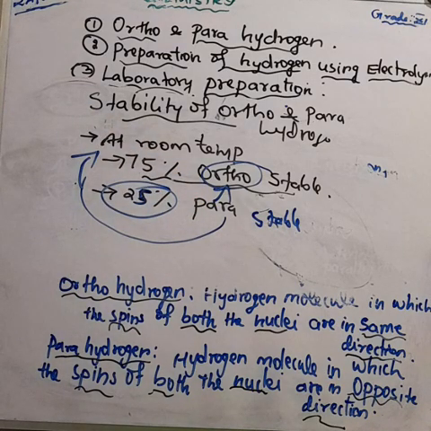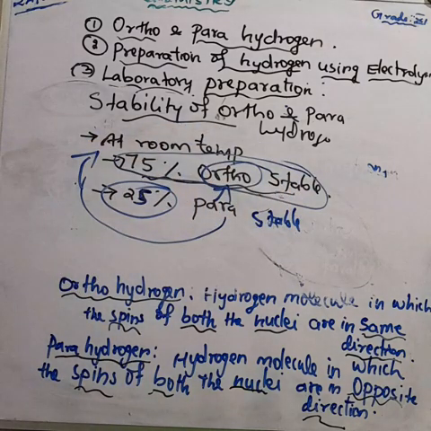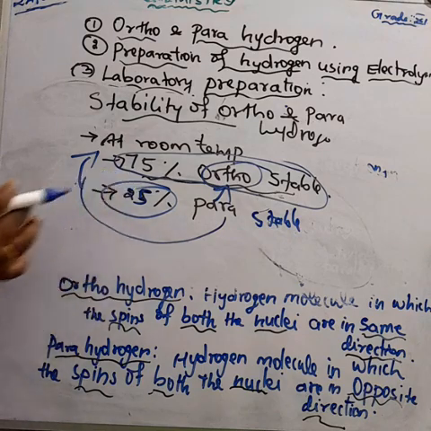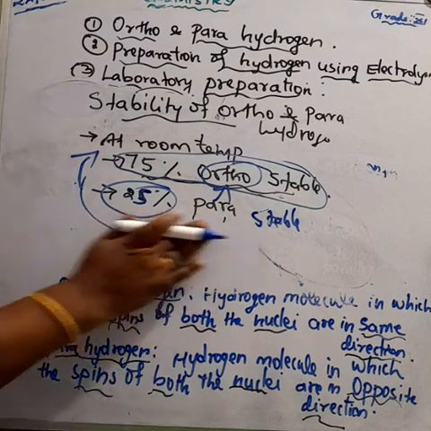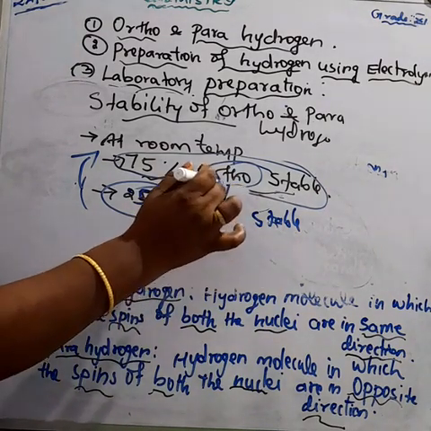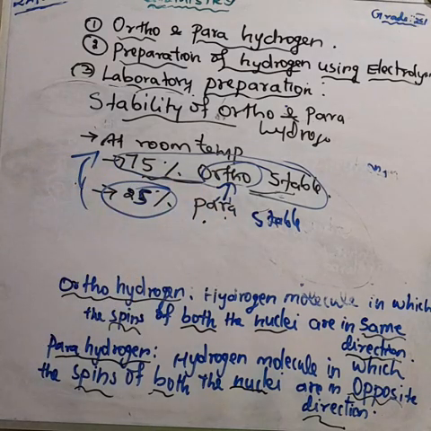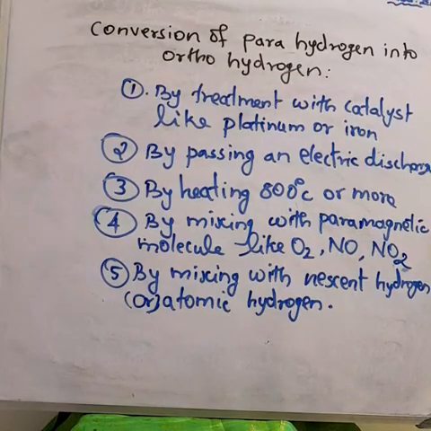So what is the stable form? The ortho form is stable, more than 75 percent orthohydrogen is stable, but parahydrogen is not stable. So how can we convert parahydrogen into orthohydrogen? How will you convert parahydrogen into orthohydrogen?